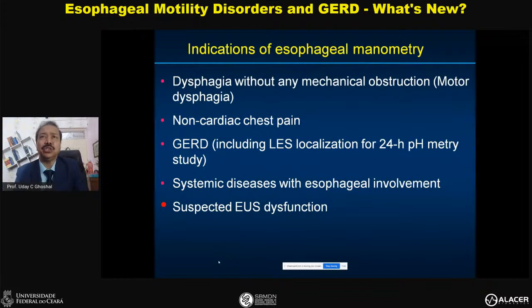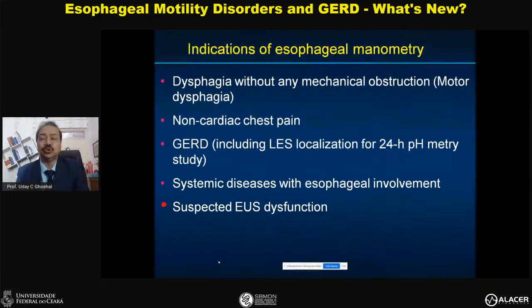Now, what are the indication of esophageal manometry? Motor dysphagia. So what is motor dysphagia? Dysphagia without any mechanical obstruction is motor dysphagia. Non-cardiac chest pain, gastroesophageal reflux disease, in which case we don't need manometry only to assess the esophagus, but we also need to localize the LES so that we can place the pH probe in the right place, which Professor Daniel Sifrim is going to talk about in a greater detail.